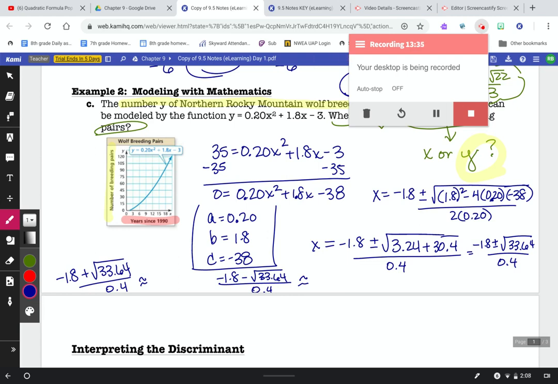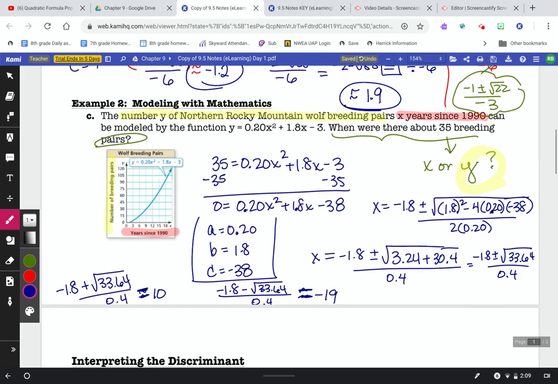You should have gotten, and we actually don't need the approximate sign, it equals exactly 10, and it equals exactly negative 19. Now, before you circle those answers and call it a day and say you have your final answer, you need to look at what the question is asking. So it says, when were there about 35 breeding pairs? So the answer is 10 years or negative 19 years.